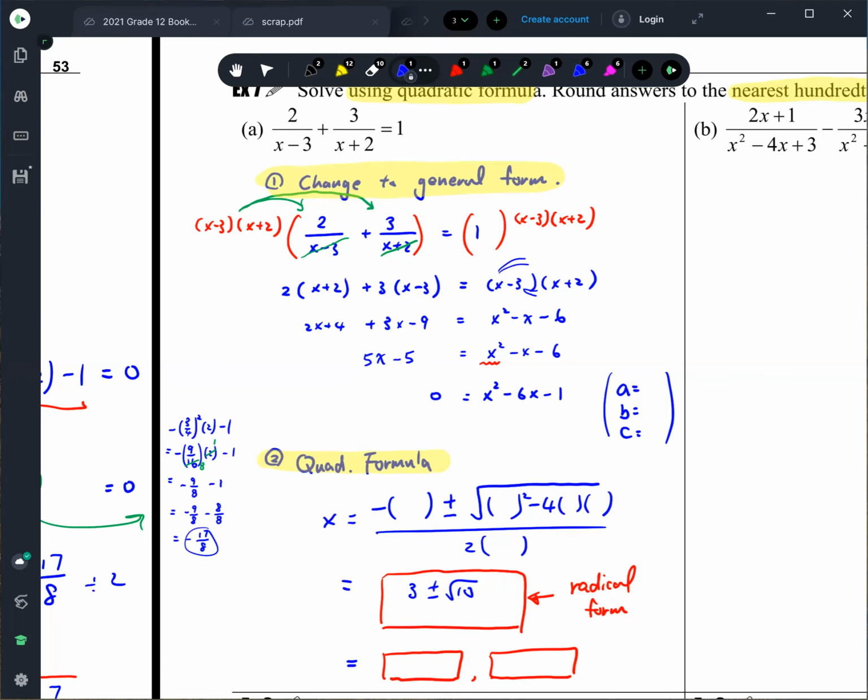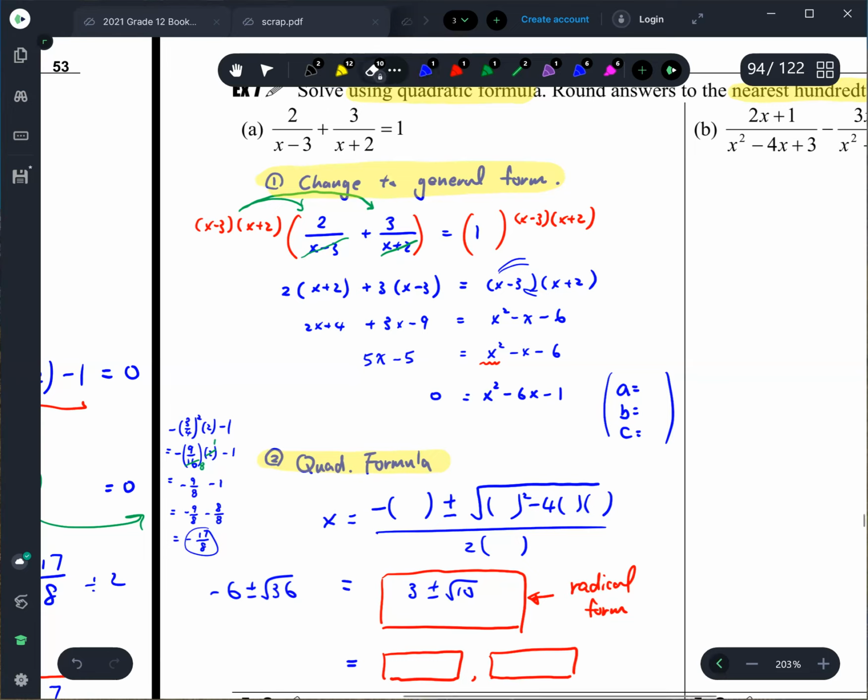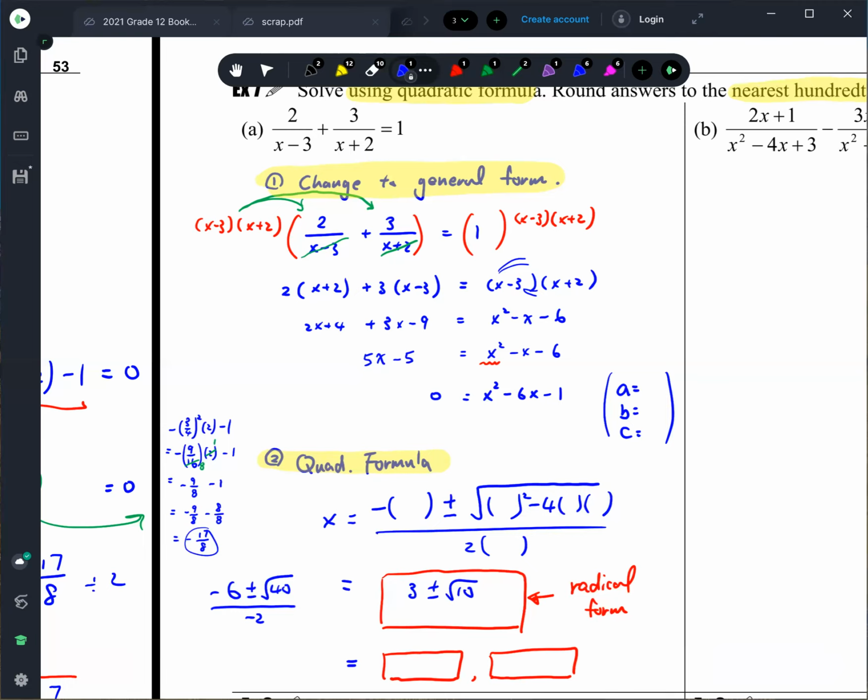Isabella, what about you? What's your radical form? I got x equals negative negative 6, plus minus root of 36 plus 4, over 2. So 40, over 2. I got the same, I just simplified it to 3 plus minus square root of 10. Okay.